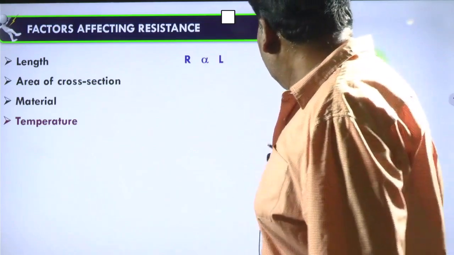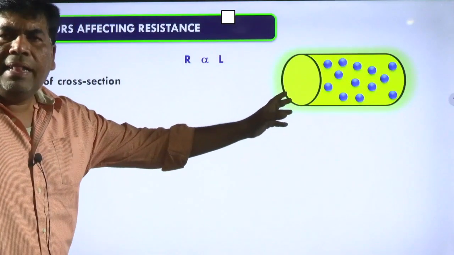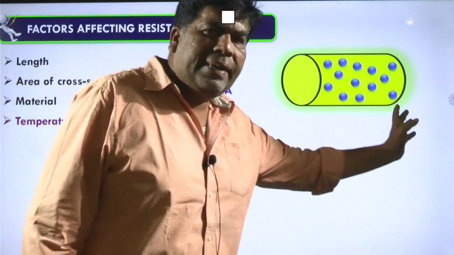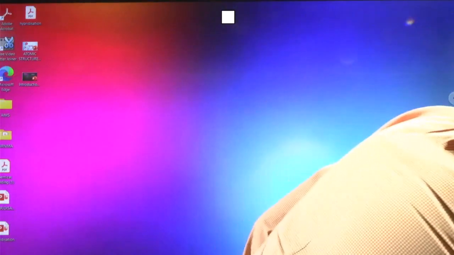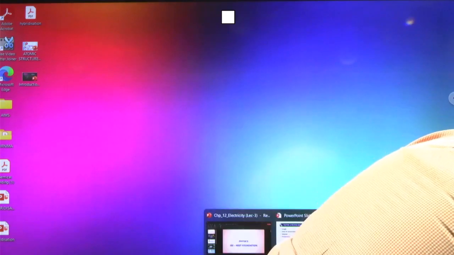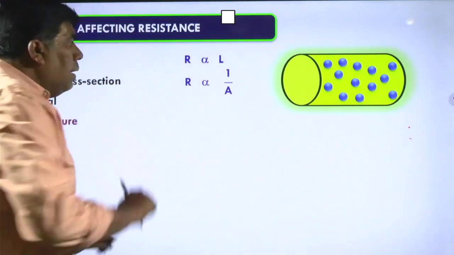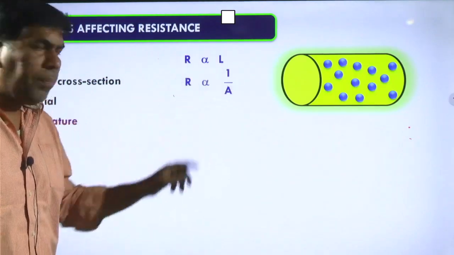So length. How is resistance proportional to length? If the length of the conductor is more, resistance will be more. So it is directly proportional to the length. Resistance is directly proportional to the length.